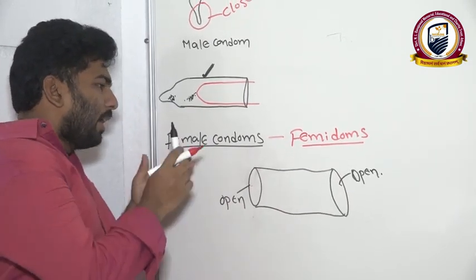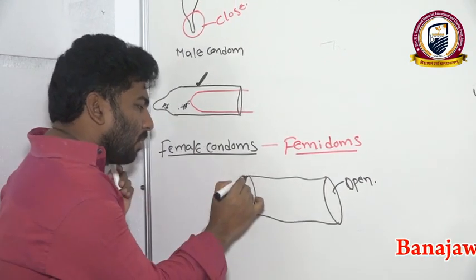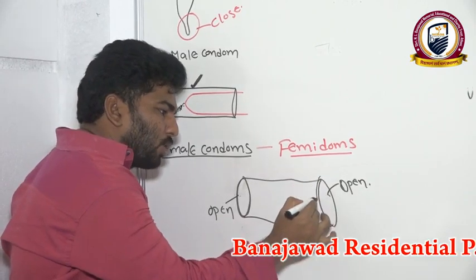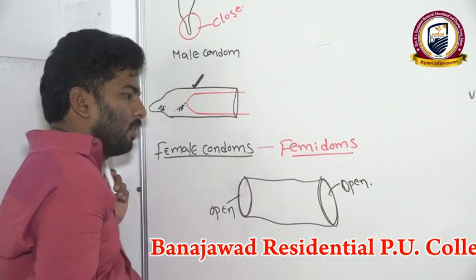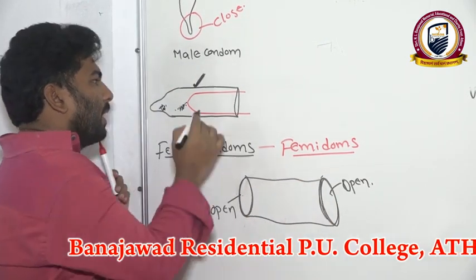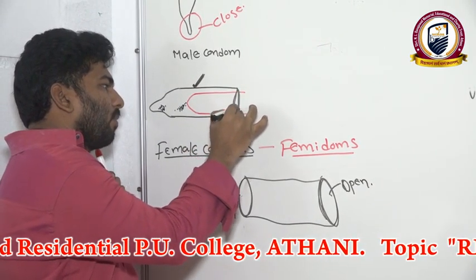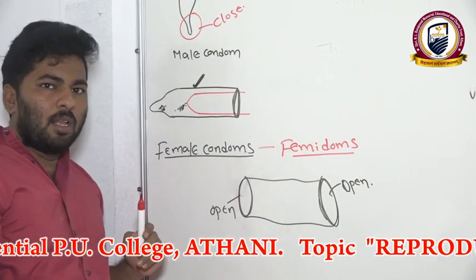Now we can see that in the female condoms, both sides have a ring. Both sides ring should be present. Here, in the male condom, only one side has the ring.